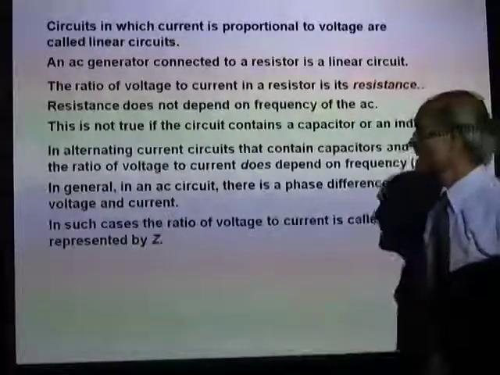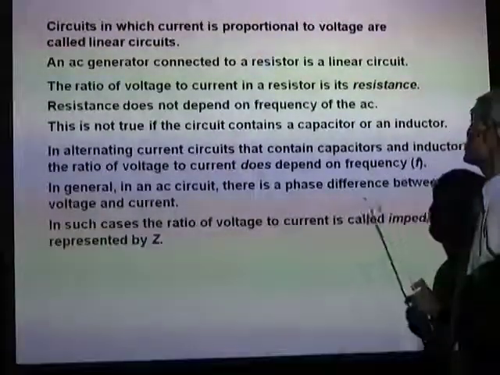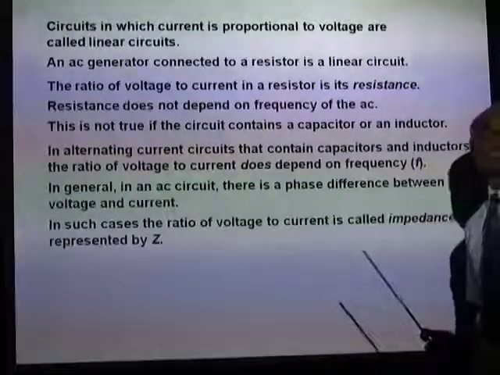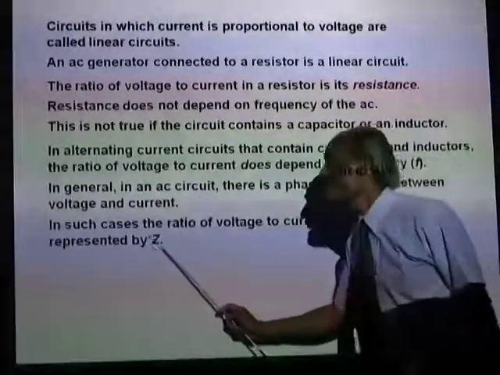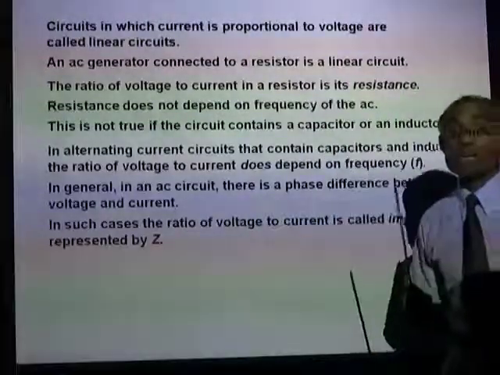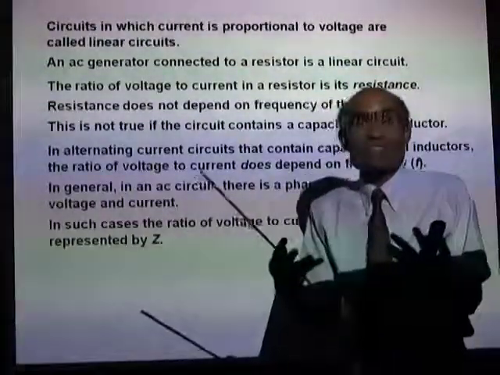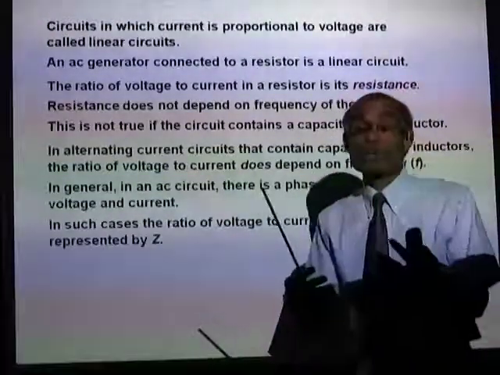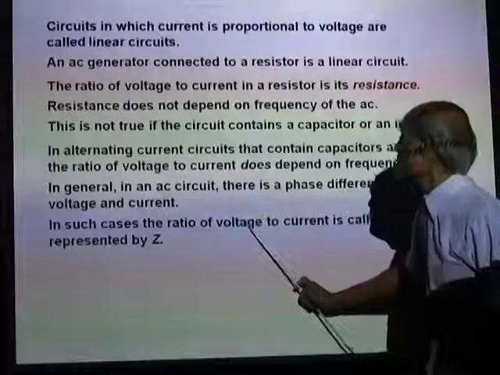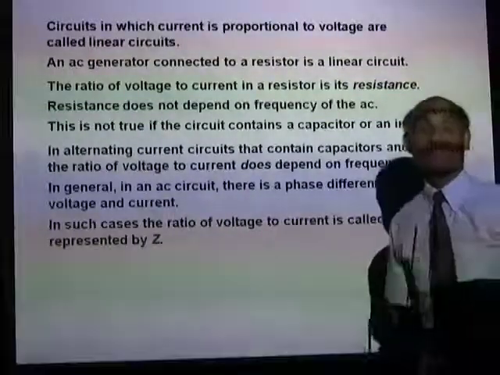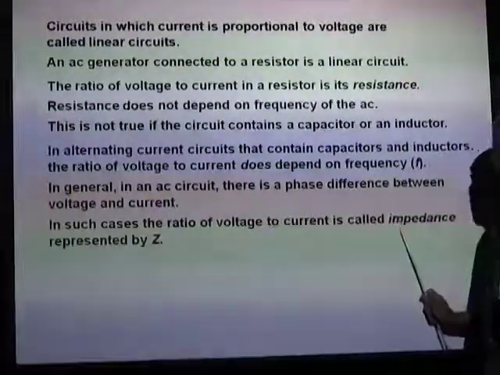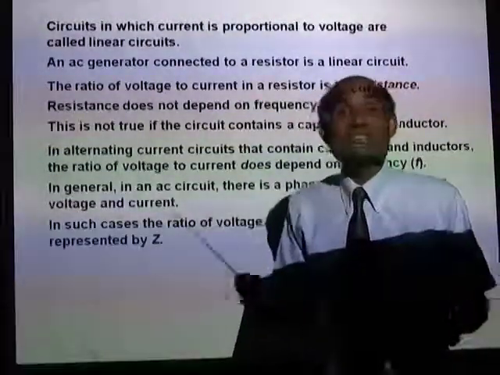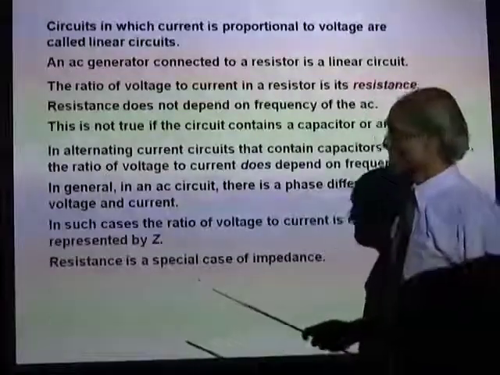Now, in such a case, the ratio of voltage to current is called the impedance of the circuit, and we represent that by Z. So, in the case where there is a phase difference between voltage and current, you will not call the ratio of voltage to current resistance, but we call it impedance. In fact, resistance is a special case of impedance.